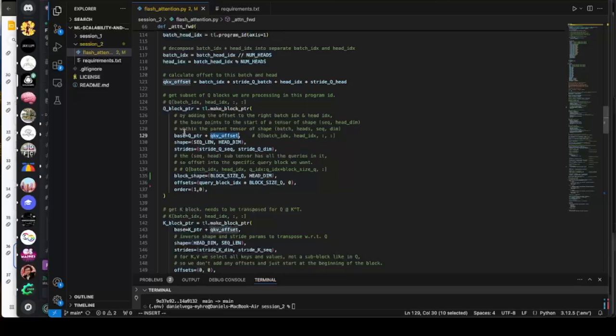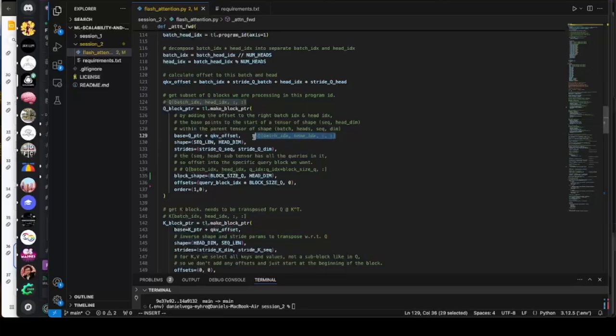So now we're going to use this abstraction called make block pointer. It's a Triton function that will give us, in this case, a 2D block of pointers for elements in memory that we are going to be wanting to pull in for this Q block that we're going to be using in our flash attention algorithm here. And so the base pointer is going to be the beginning of the whole Q matrix plus the offsets that we calculated here for this specific batch and head.